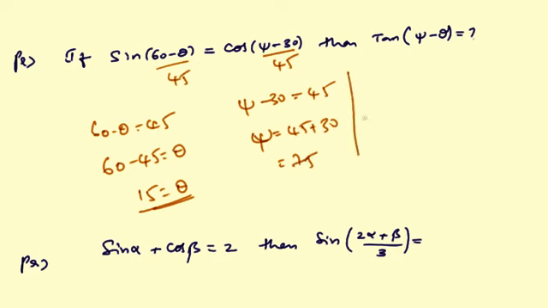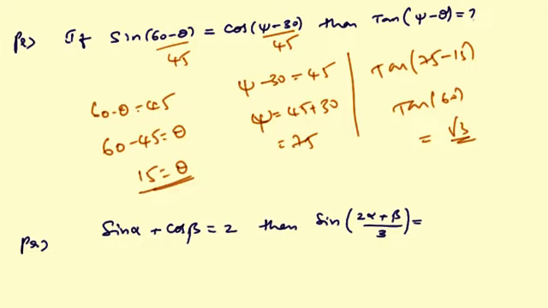So what is been asked? Tan of pi minus theta, this is nothing but 75 minus 15. So tan 60, friends, is what is asked. What is the value of tan 60? We have seen that it is nothing but root 3. This is how you need to solve the problem.